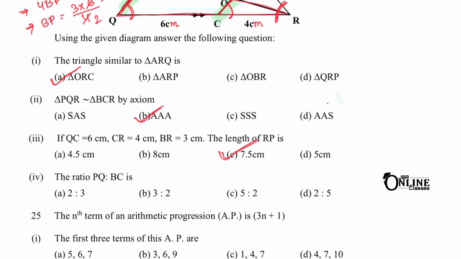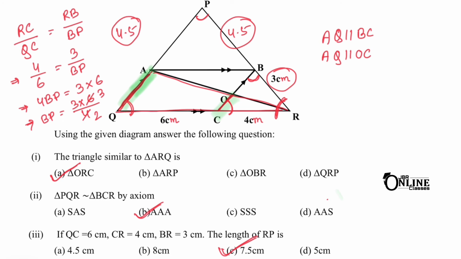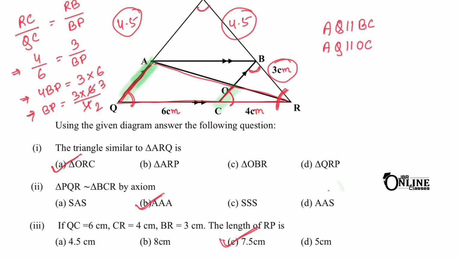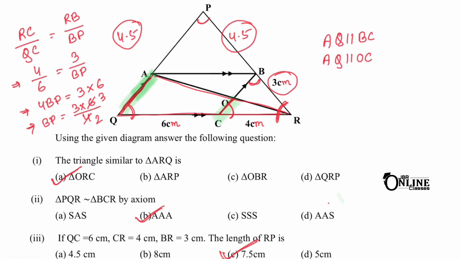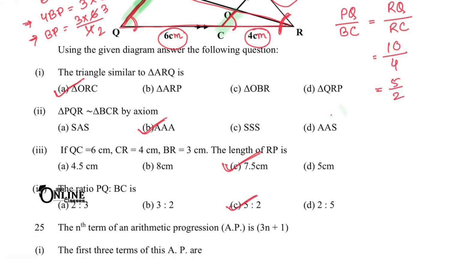Now the last one, number 4. You have to find out the ratio PQ is to BC. As PQ is parallel to BC, then by similarity you just write PQ by BC equals RQ by RC. RQ means 6 centimeter plus 4 centimeter, so that equals 10 centimeter, and then by 4. So it will be 5 by 2. So 5 by 2 is your answer.